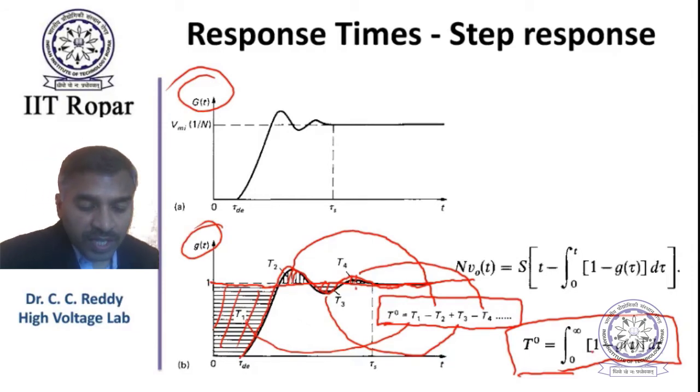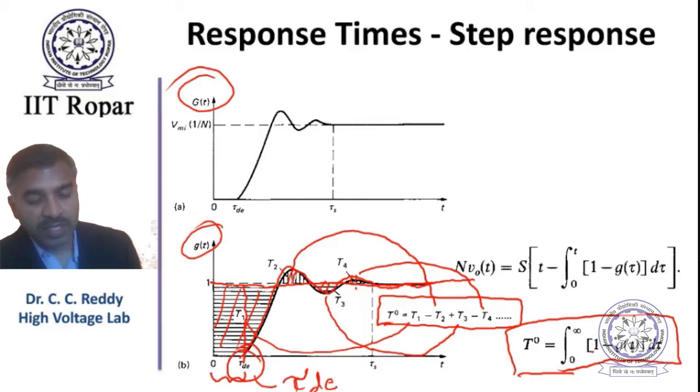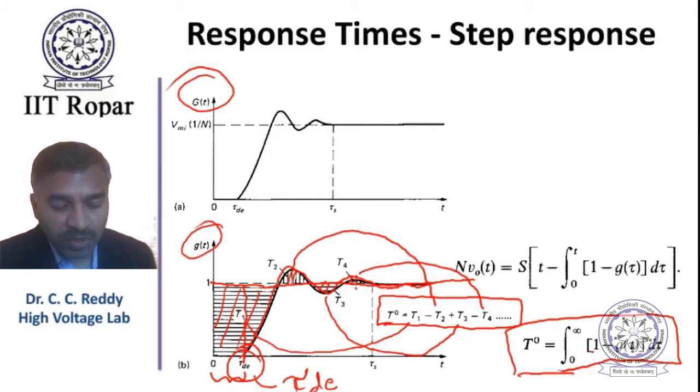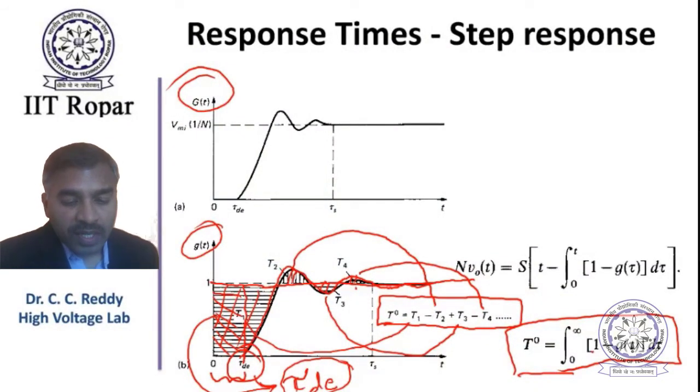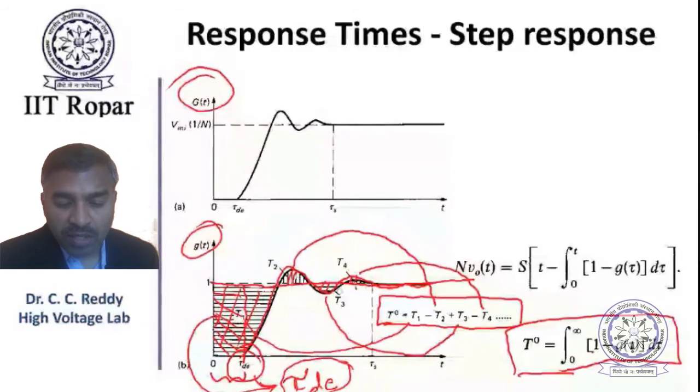Now you can see there is a delay. What is this area actually? If this is T delay, this rectangular area is TD into 1, that is TDE only. So this rectangular area corresponds to the delay time TDE, and the rest of the area, including this, contributes to the response time T naught in this fashion.